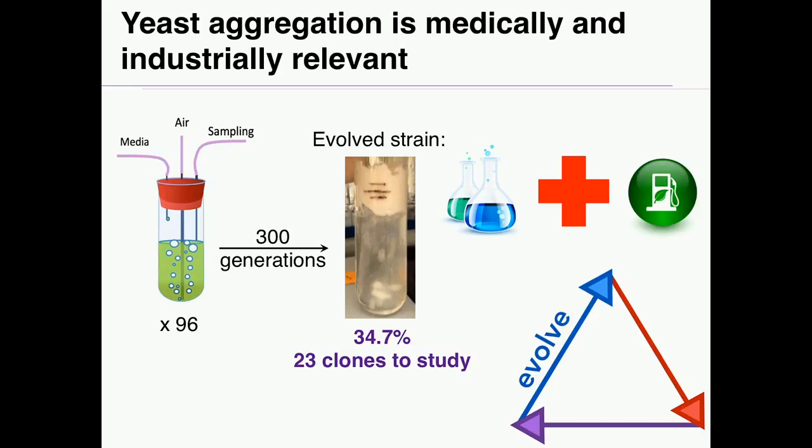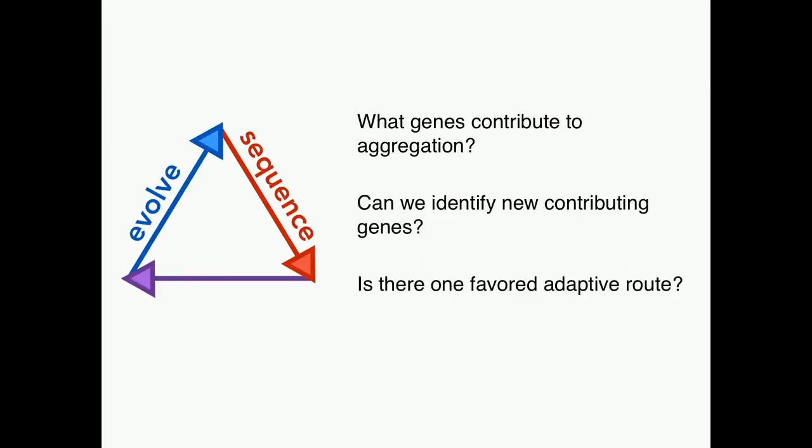To this end, we selected 23 clones for study from these evolution experiments. These all had the aggregation phenotype, and we asked, how are they doing it? If we get into the sequence information for these clones, we can ask what genes are contributing to aggregation in the first place, whether we can identify any new contributing genes at all, or if it's just the usual suspects previously identified in the literature, and also whether there's one favored adaptive route or not, because that determines the engineering potential for this trait.